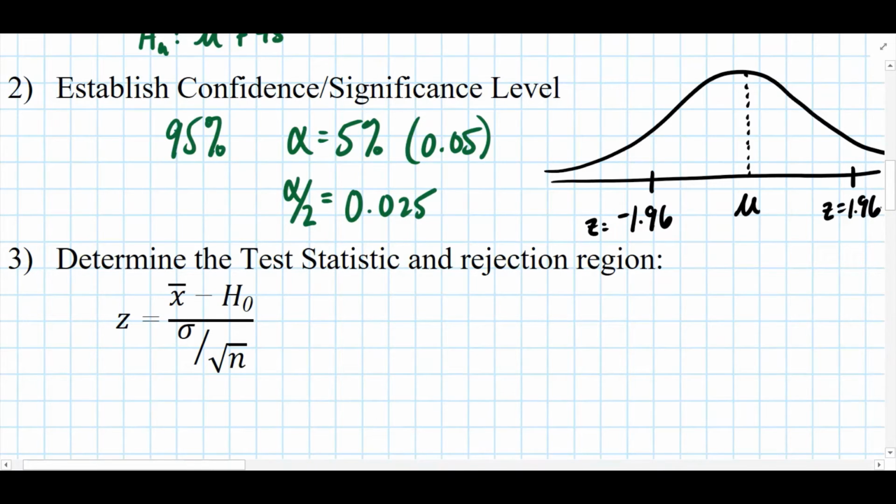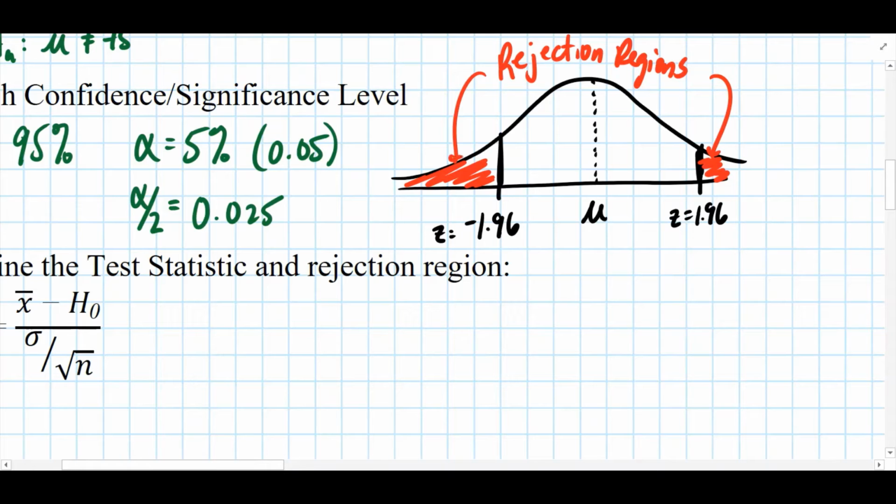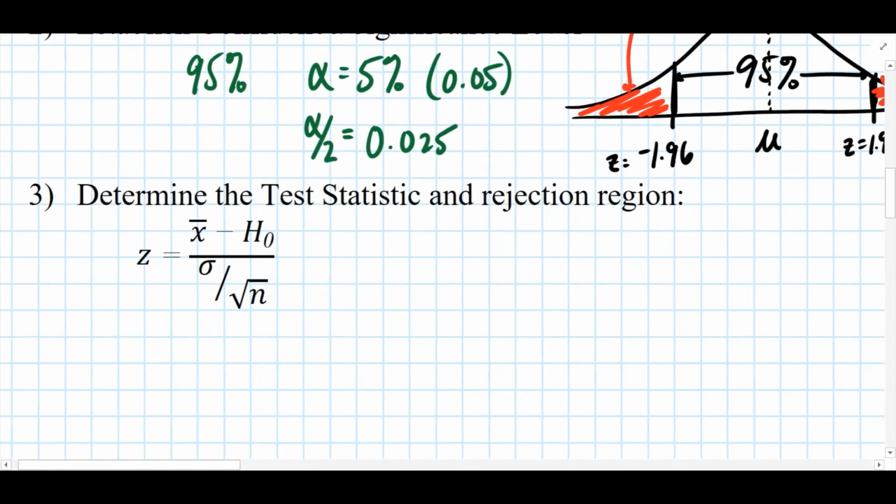You may remember this from a prior lesson. These areas to the left and to the right of the middle 95% represent our rejection regions. If our computed test statistic in the next step falls into one of these regions, we will reject the null hypothesis.